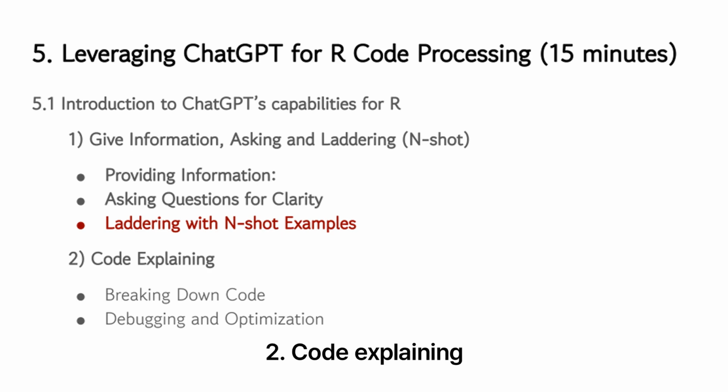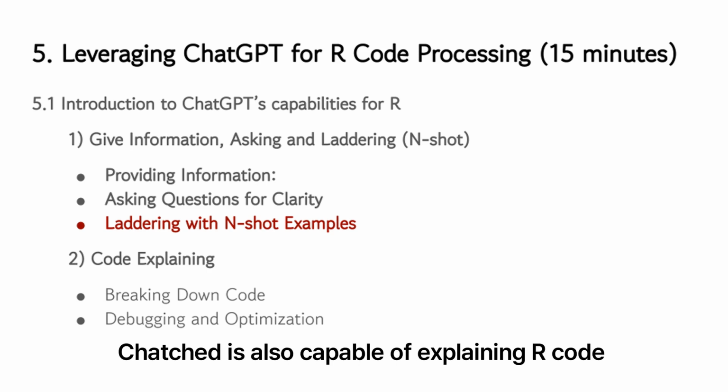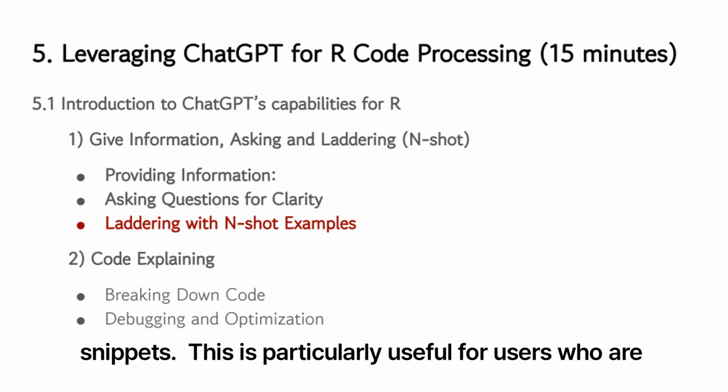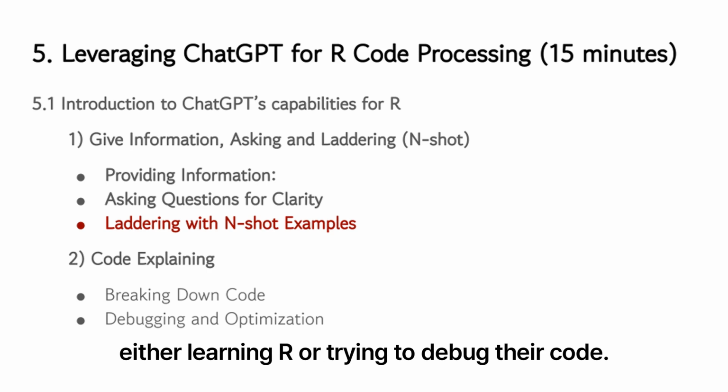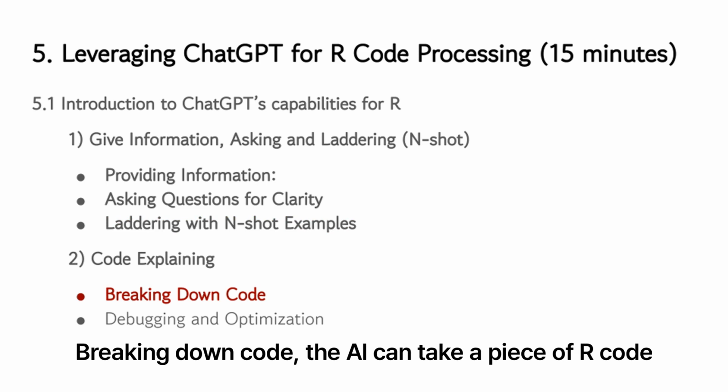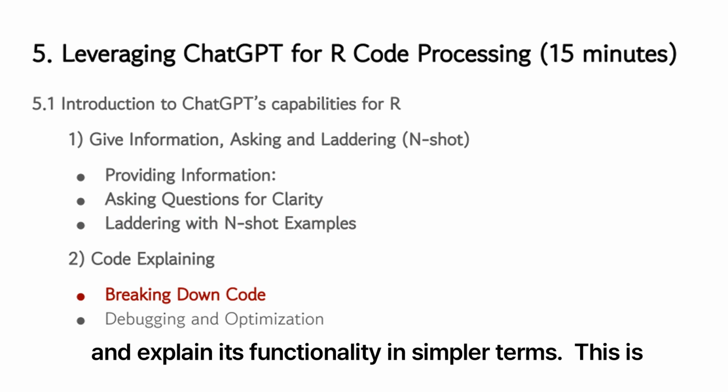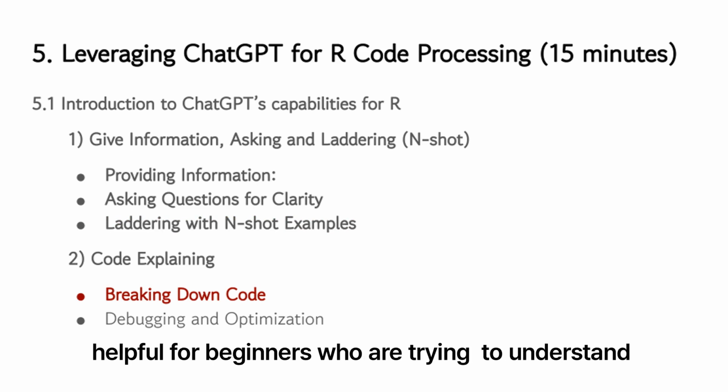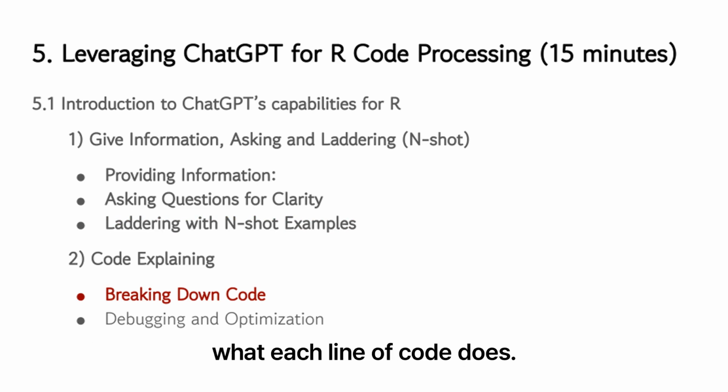2. Code explaining. Chat is also capable of explaining R code snippets. This is particularly useful for users who are either learning R or trying to debug their code. Breaking down code, the AI can take a piece of R code and explain its functionality in simpler terms. This is helpful for beginners who are trying to understand what each line of code does.